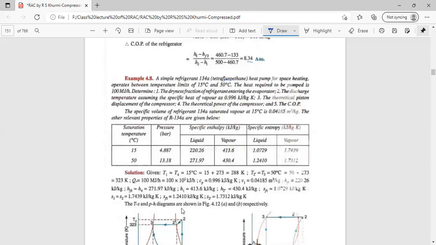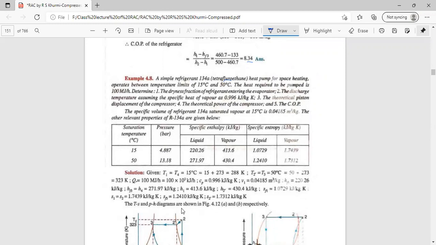Now, what will be the discharge temperature of vapor? The theoretical piston displacement of the compressor is equal to 4. So the theoretical power of the compressor is equal to 5, then the COP. The theoretical piston displacement first we have to find out, then the theoretical power of the compressor, then 5 the COP itself. The specific volume of the refrigerant saturated vapor is at 40 degrees.